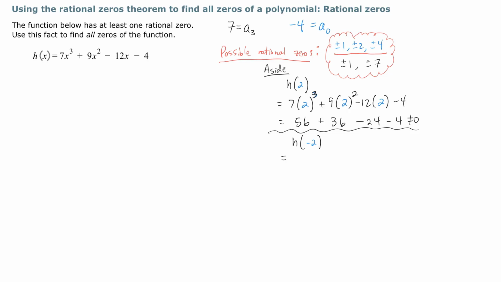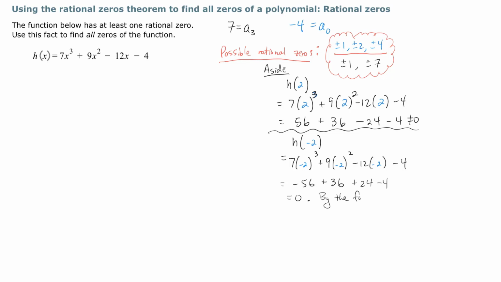What's h of negative 2? Let's find out. 7 times parentheses raised to the third power plus 9 times parentheses raised to the second power minus 12 times parentheses minus 4. And what goes in those parentheses? A negative 2. Let's see what we get here. Now we have negative 56 plus a 36. So that's negative 20 plus a 24. That's positive 4, subtract 4. That is 0. Aha!